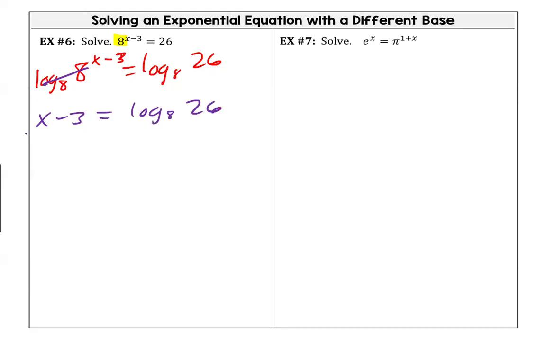What's the last thing you need to do to get x by itself? Add 3. If this is on a non-calculator part, this is where you stop. This is your exact answer: log base 8 of 26 plus 3. If it's on a calculator part, then you plug in and get an approximate value. Does that make sense? And this is your exact.